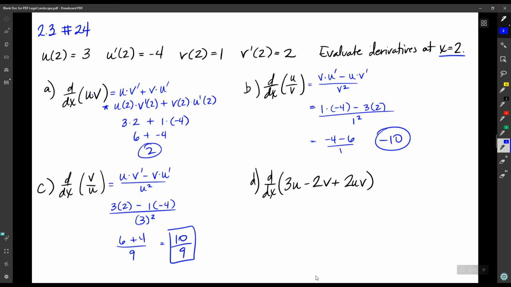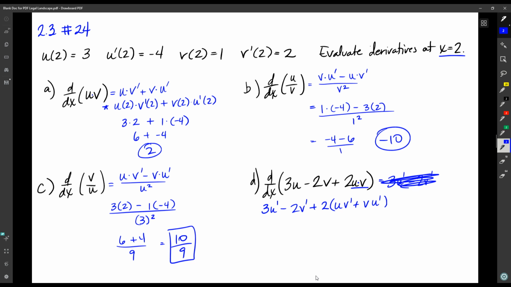Finally, part D, the derivative of 3u is simply just 3u prime. We use the constant multiple rule to bring the 3 along with us. And then we're going to have a minus 2v prime. And then the 2uv we're going to have to treat as a product rule. So I tell you what, I'm going to move down here so I have a little bit more space. 3u prime minus 2v prime, and then plus 2 from the constant multiple rule, but then we're going to have to do a product rule on uv. So that's uv prime plus vu prime, and then let's go from there.